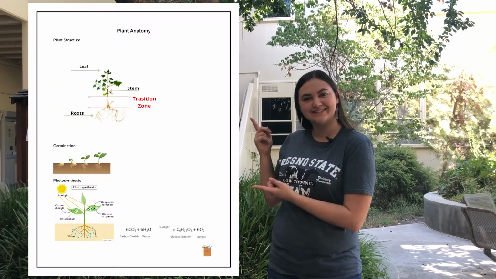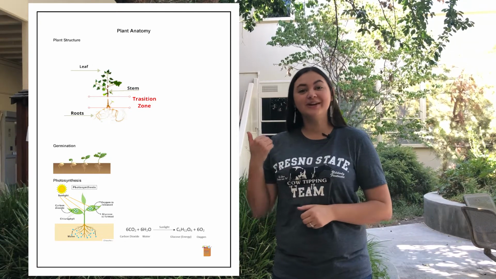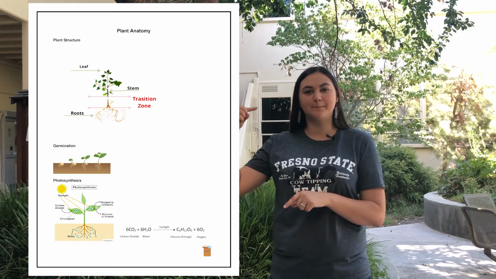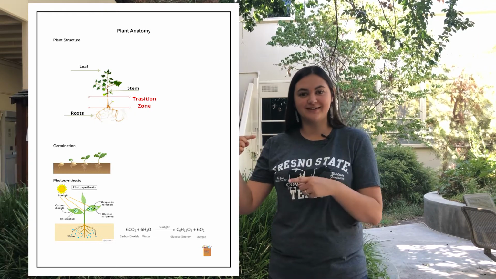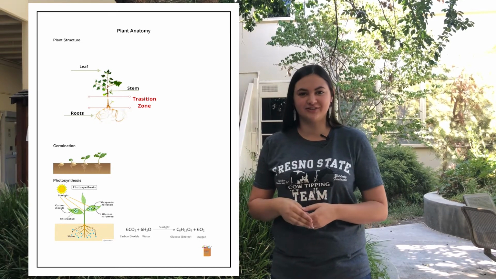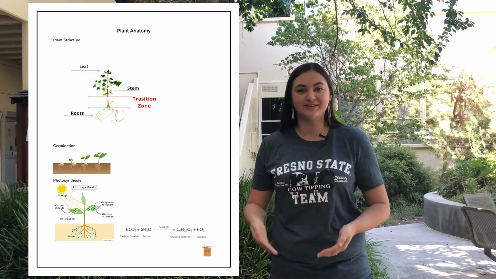In your packet, you should have a page that looks like this. We're going to be looking at structure this week. Looking at your handout, you should see two red lines. The first below the first leaf, and the second above the first root. We call this area the transition zone. Today, we're going to be looking at and below the transition zone.